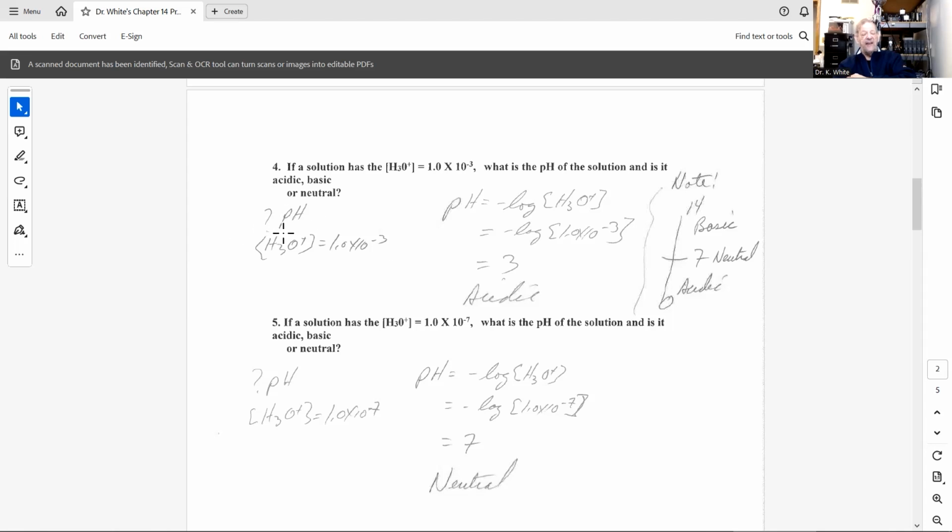So we're trying to find pH. We're given this number for the hydronium ion concentration. From important information quiz 6, pH is minus the log of H3O plus. We put that number in. When this is 1.0 times 10 to the minus x, which it is, the pH is x, in this case 3. Now, is that acidic, neutral, or basic? I have over here a note: when the pH is below 7, it's acidic, so this is acidic. If it had been 7, it would be neutral, and if it was above 7, it would be basic.